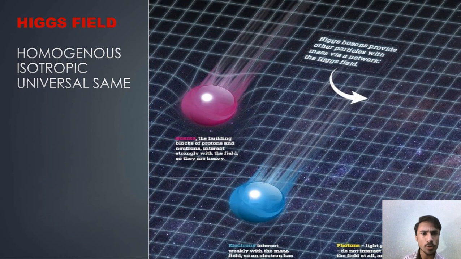Now this field is homogeneous, it is the same everywhere, it is isotropic, and it is universal, and our universe is filled with this Higgs field. Now let's move one step further, to the discovery of the Higgs field, and whether it was a good idea that Peter Higgs proposed, or a false idea in the field of particle physics.